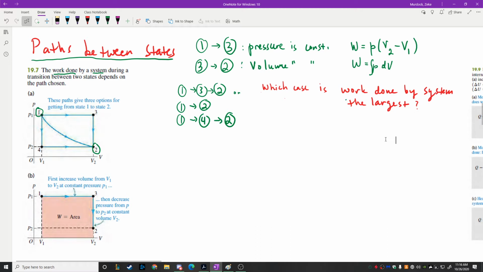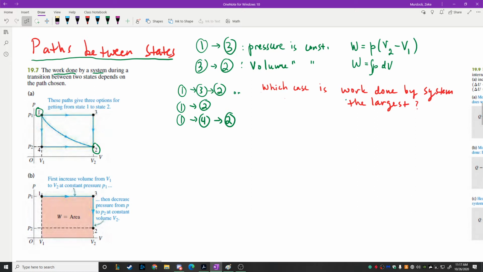Does it matter? Now, according to you and several other people, 1 to 3 to 2 and 1 to 4 to 2 have the same work done, right? And one of the reasons Kenny is saying is because they both have instances where the volume is constant. That's true. But the constant volume in this case is at a lower pressure than it is right here.